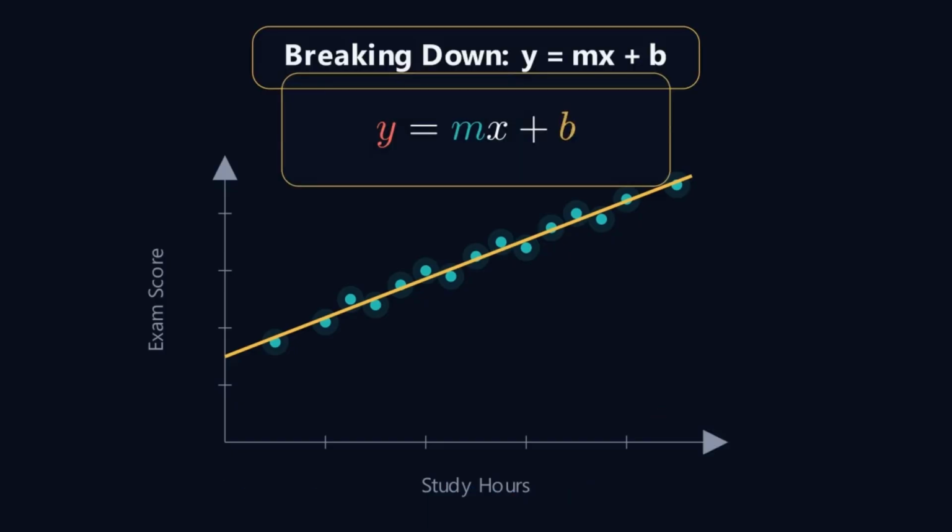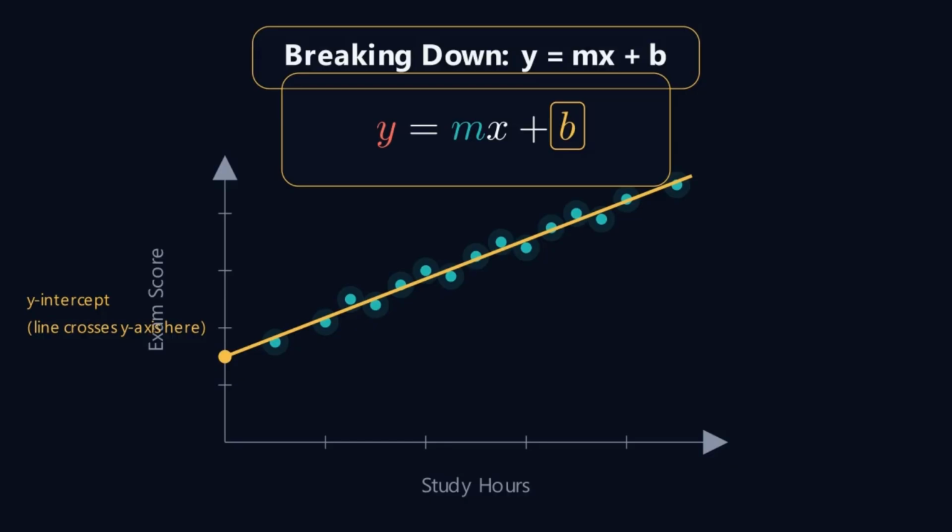Let's break that down. Y is what we're predicting, the exam score. M is the slope, how steep the line is. Slope equals rise divided by run. For every extra hour of study, the score increases by m points. B is the y-intercept, where the line crosses the vertical axis. Even with 0 hours of study, b gives us a starting baseline score.